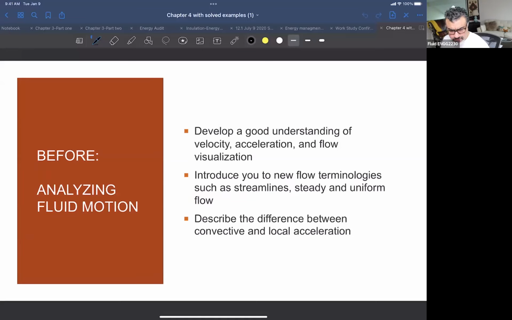Okay, how we visualize the flow, how we look at those flows, and come up with some kind of general understanding of the behavior of the fluid. That's why in this chapter we're going to focus more on these understandings, and then we apply some of this understanding to the conservation of mass equation. So we're going to introduce some concepts and definitions on what we call the streamline, steady flow, unsteady flow, what is the acceleration, what is the velocity, and so on.